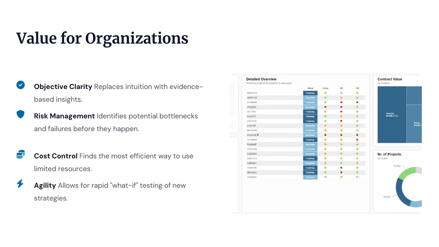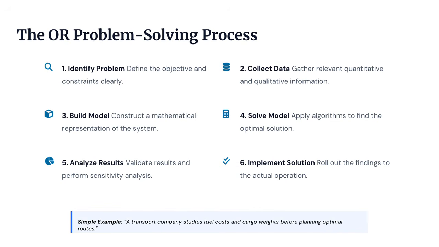So, let's walk through how operations research works. The operations research problem-solving process passes through six steps. The first one is identifying the problem, the second one is collecting the data, the third one is building a model, the fourth one is solving it, the fifth one is analyzing results, and the sixth one is implementing the solution. Think of it like solving a puzzle, one step at a time. For example, a transport company wants the cheapest route. Operations research gives that answer.